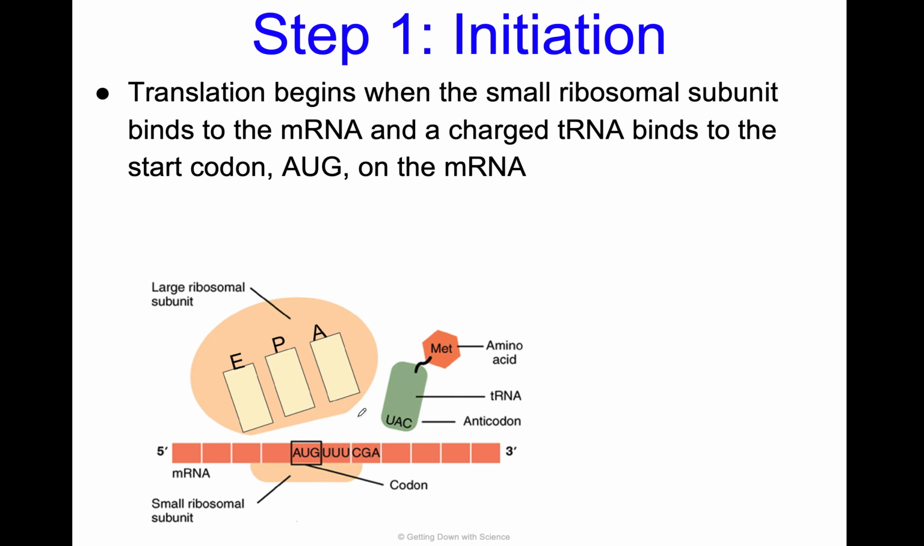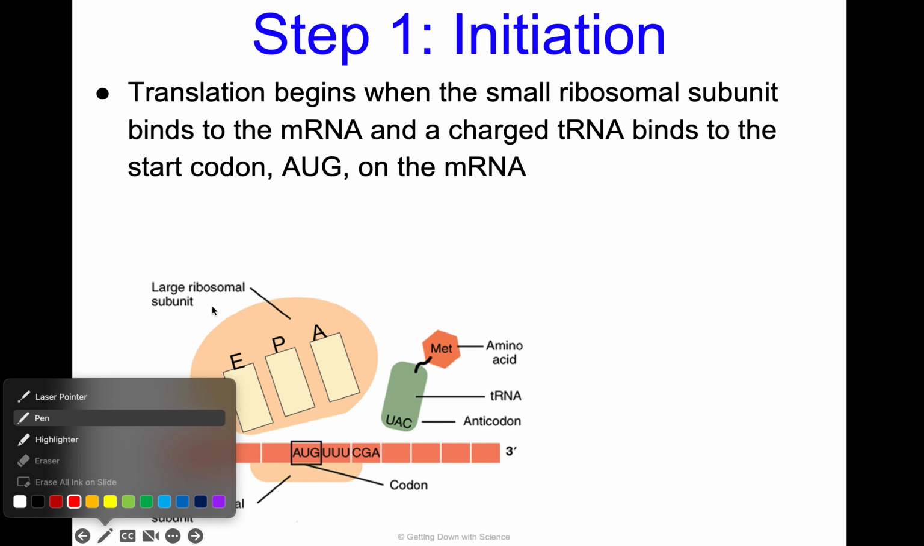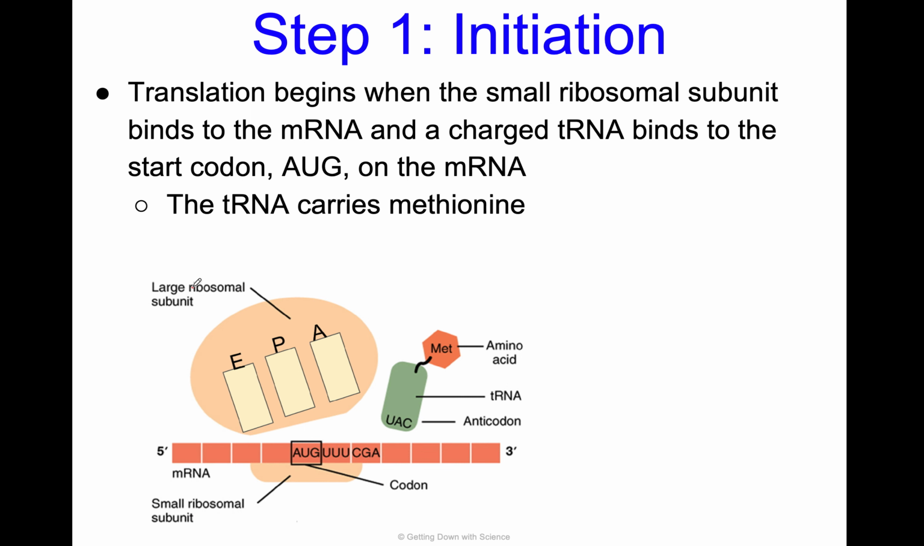Step 1. It begins with a start codon. Just a simple AUG. We see it down here in the mRNA. It's a codon, and it starts the whole thing. First, the small subunit will come in, then the large subunit will come in, and the very first amino acid, methionine, comes in. It all starts with the start codon. tRNA carries methionine.